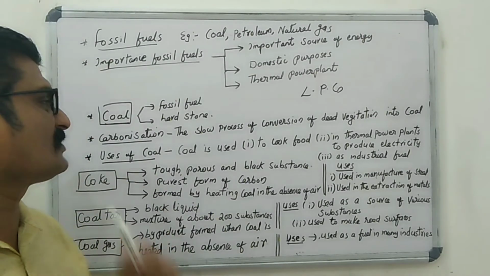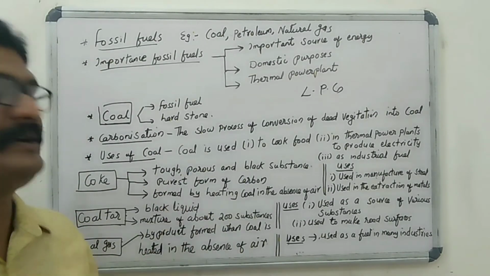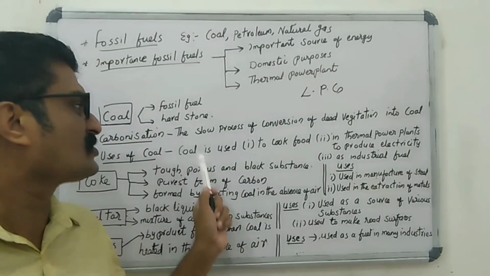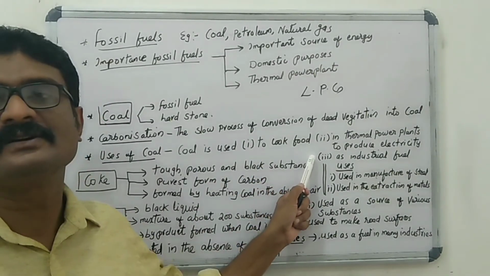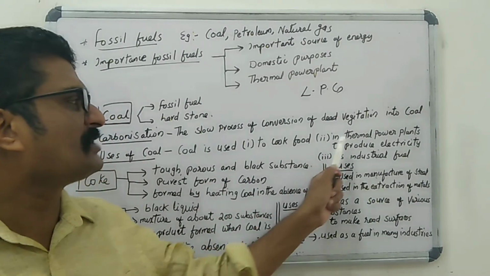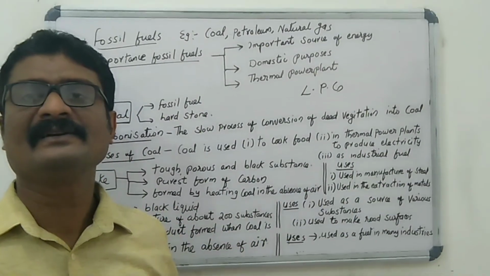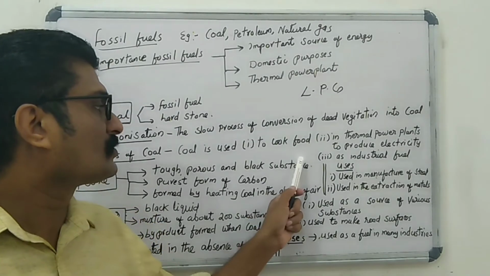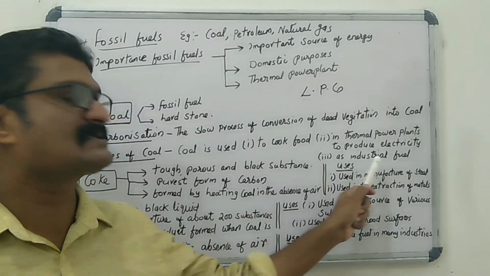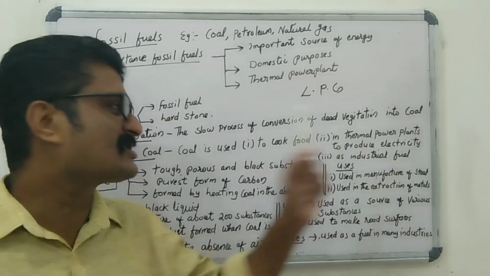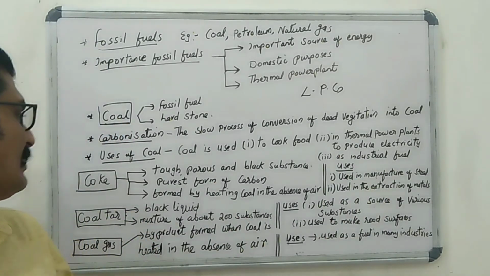What are the main uses of coal? Number one, please listen here. Coal is used to cook food. Then coal is used in thermal power plants to produce electricity. Next, coal is used as industrial fuel.